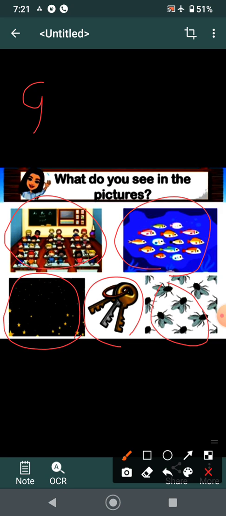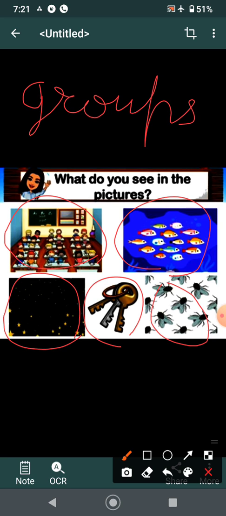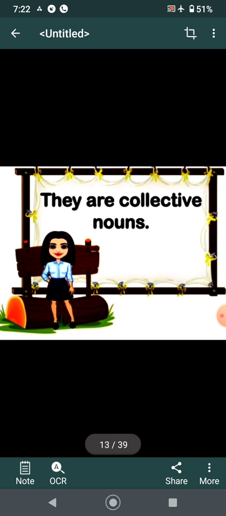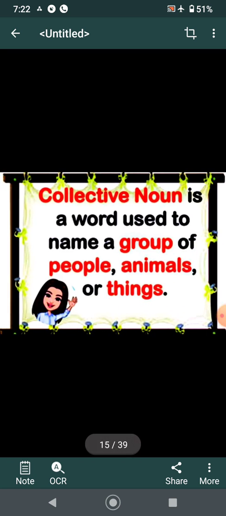Now these groups are given different names. For example, this group of students we call a class of students, a school of fish, a bunch of keys, like this. Now I will show you the meaning and a few more examples to understand better. They all are collective nouns. Now, what are collective nouns? Collective noun is the word used to name a group of people, animals, or things. A collective noun is singular in form even though it names anything which is two or more than two.